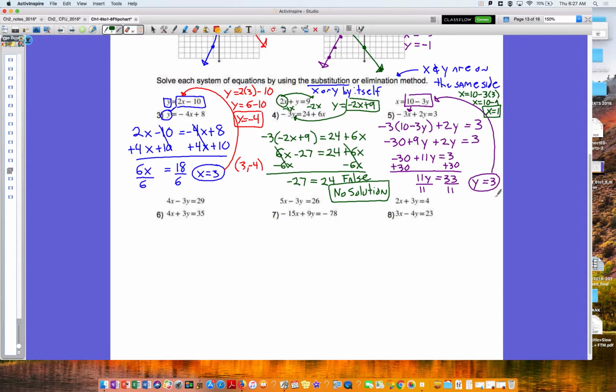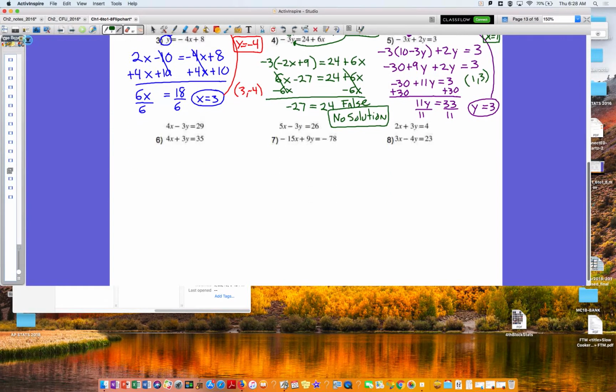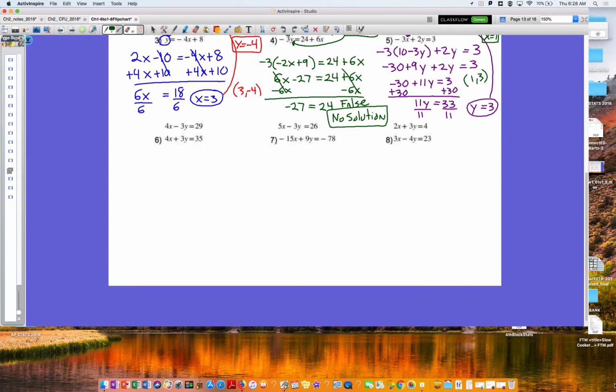So again, quick check. 10 minus 3 times 3: 3 times 3 is 9, and 10 minus 9 is 1, so that works. Negative 3 times 1 is negative 3. 2 times 3 is 6. Negative 3 plus 6 is 3. So we're doing great. Feel free to write this as the ordered pair 1, 3. Again, x, y is how we put those in order.